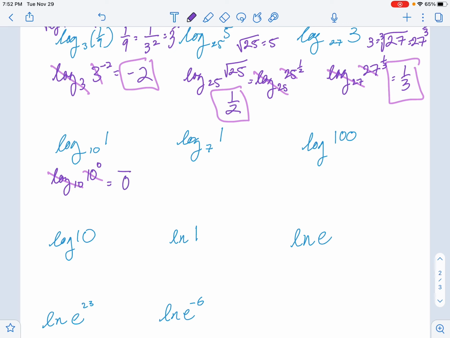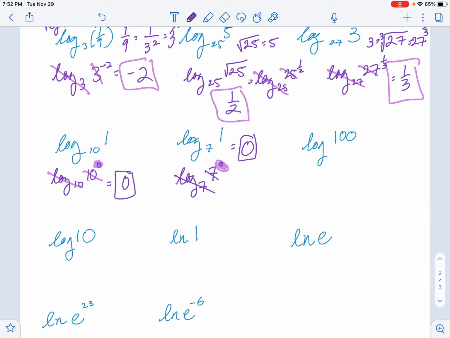Okay. Same thing here. 7 to what power equals 1? Well, we just said anything to the power of 0 equals 1. So this is also 0. And we can also think of it as log base 7 of 7 to the power of 0, that's the equivalent of 1. So the logs and the 7's cancel out, leaving us with 0. So that's easy enough.